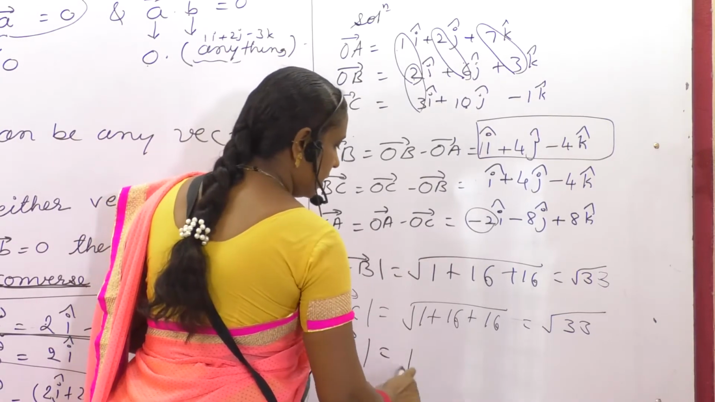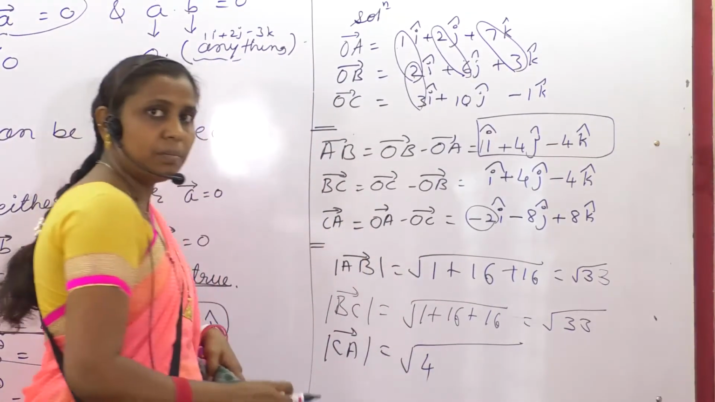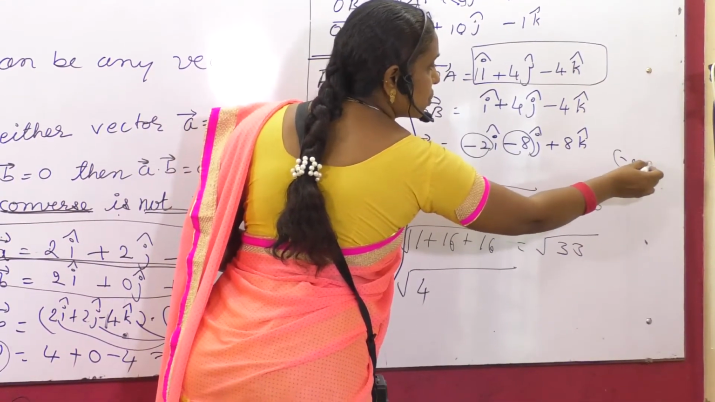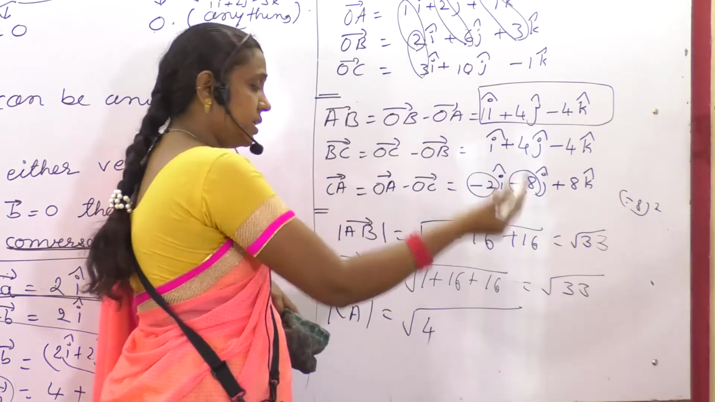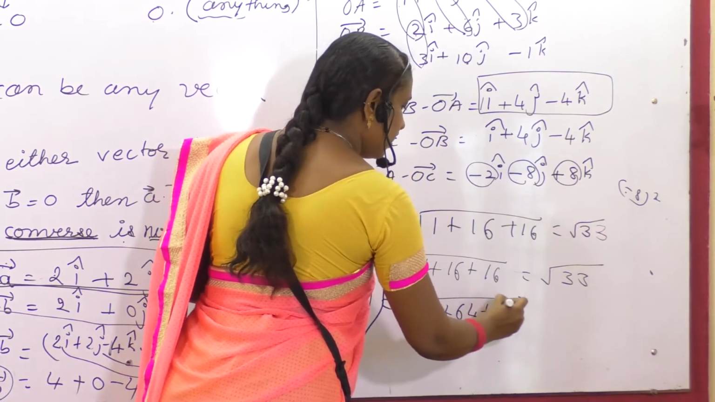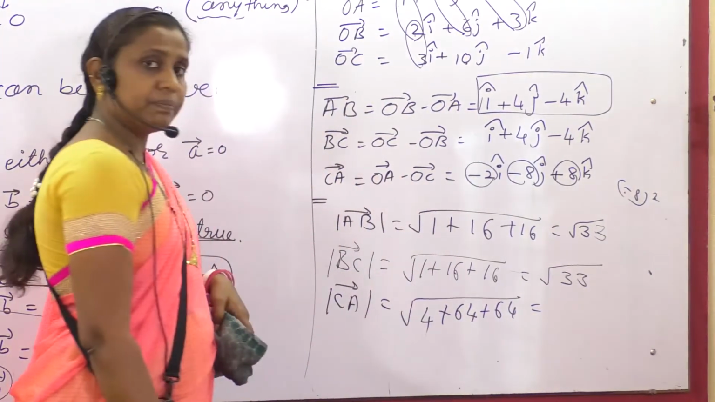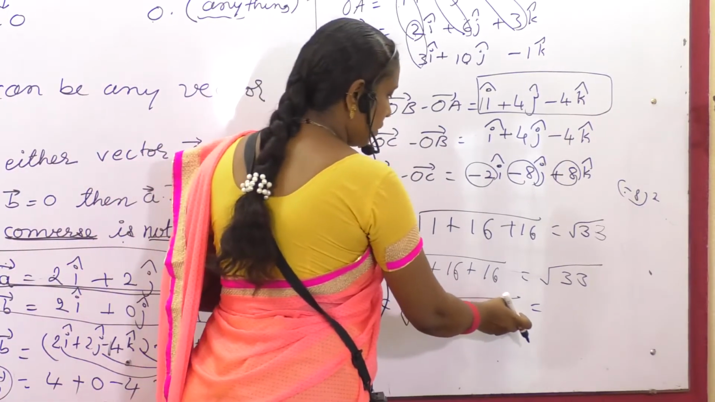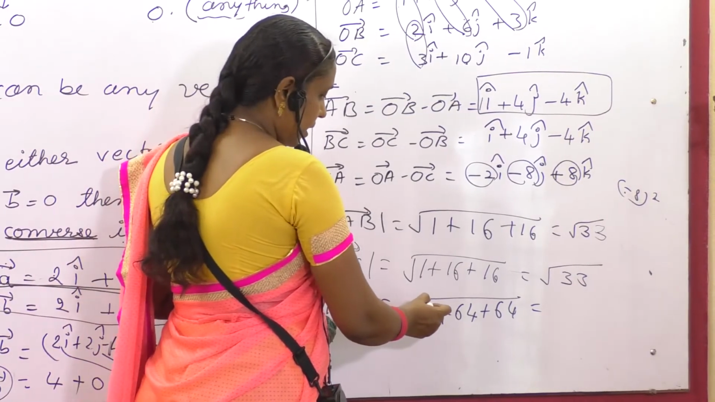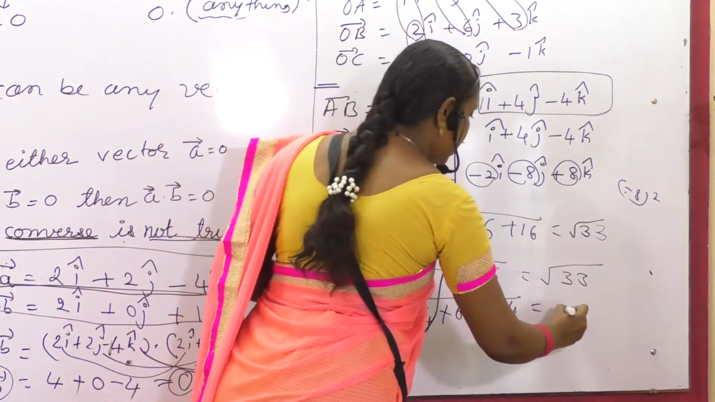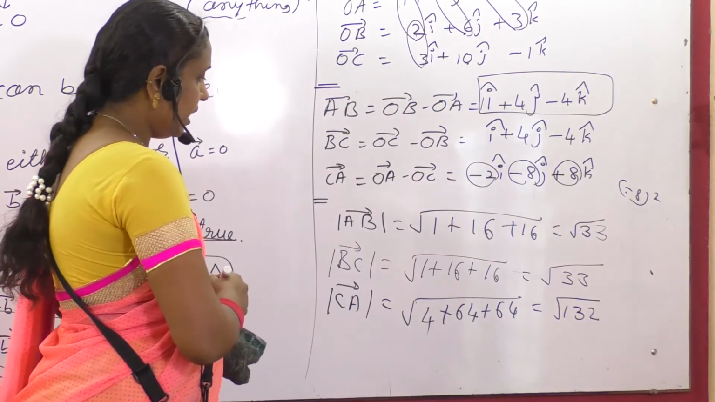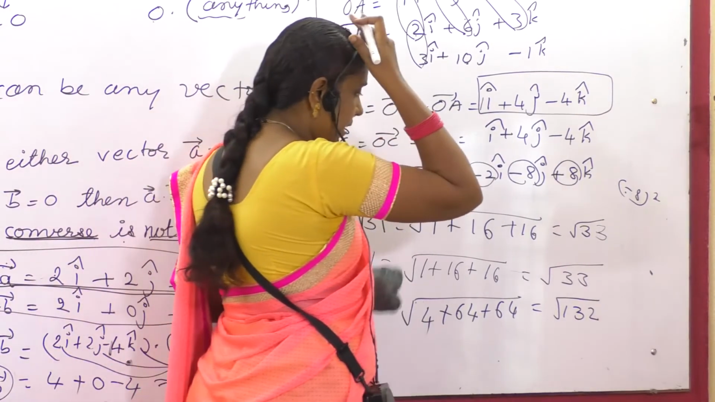Next, CA, length. Minus 2 square, is it plus 4 or minus 4? Plus 4. Minus 8 square, this will be like minus 8 bracket square, minus square is plus, 8 square is 64, plus 64, okay, 64 plus 64, is it 128? 128 and 4, is it 132? Okay, 128 plus 4, yes, that is 132, am I right?